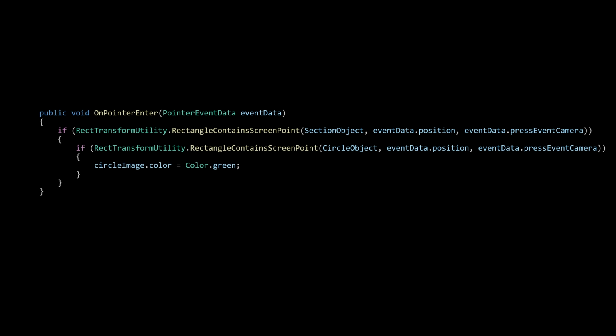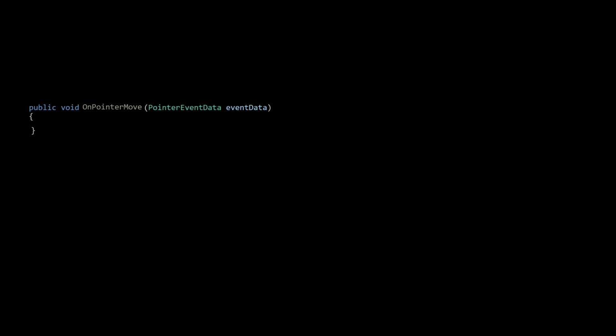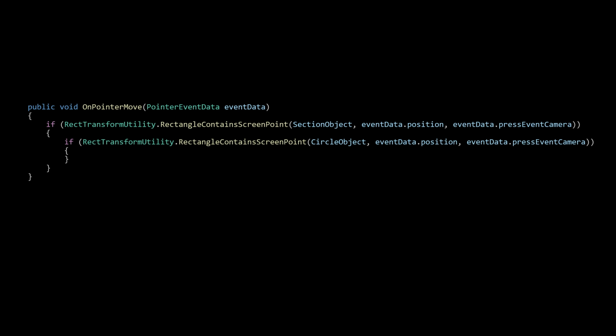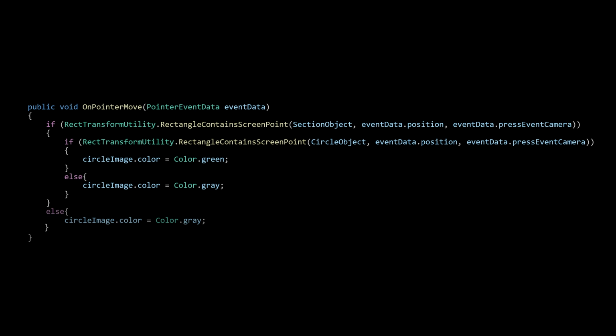Now let's handle moving the mouse around within the button itself with our on pointer move. This function gets called every frame the mouse is within our object. Let's do the exact same check and set it to green just like before. But if we fail to be on the visible part of the circle, we want it to be grey so we can visually see the button deselect. And if we're just completely moved out of the bounds, let's set it to grey as well.